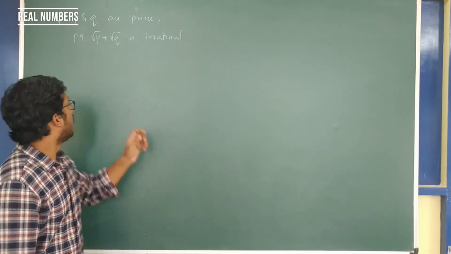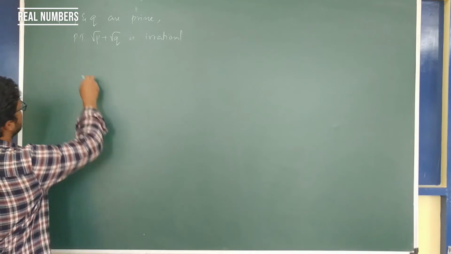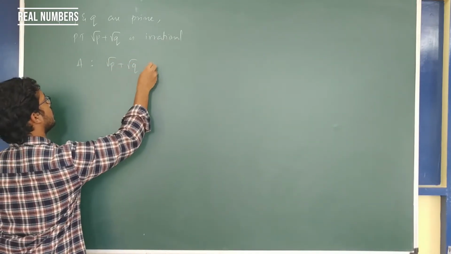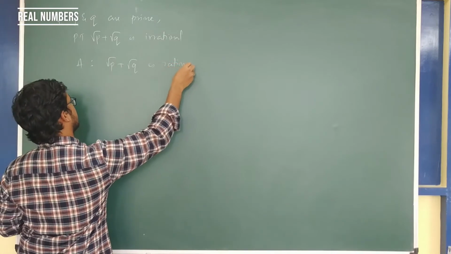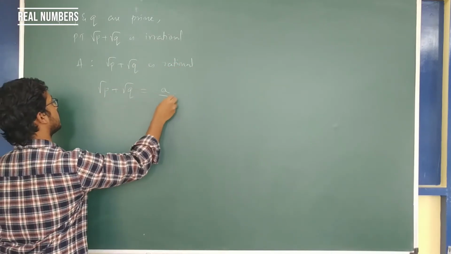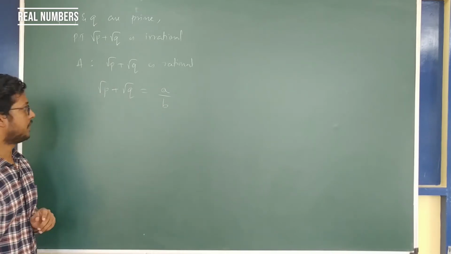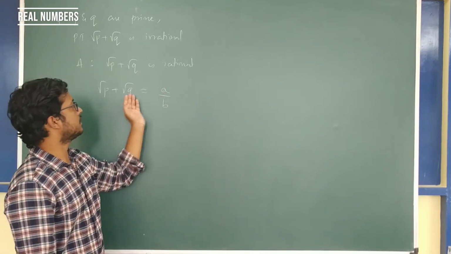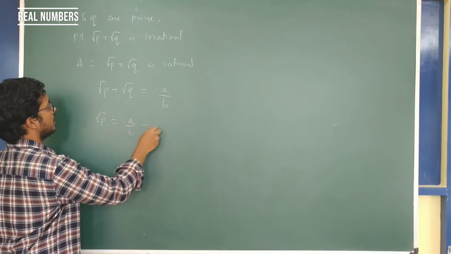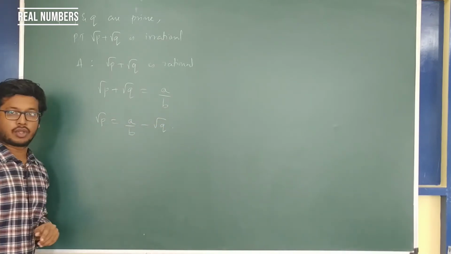Alright, let's start. What is our assumption here? The assumption is that square root p plus square root q is rational, which means square root p plus square root q can be written as a by b. So we take square root q to that side, and this becomes square root p is equal to a by b minus square root q.